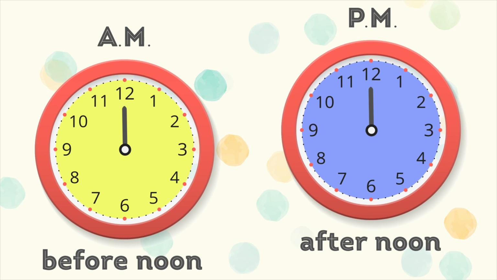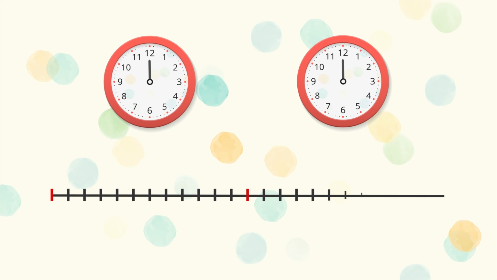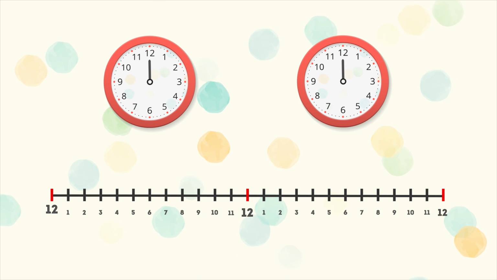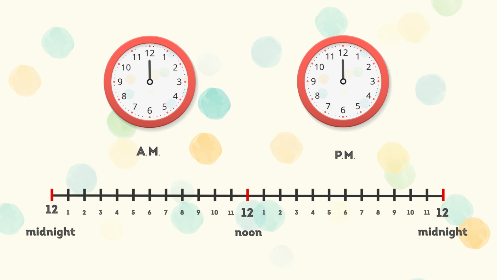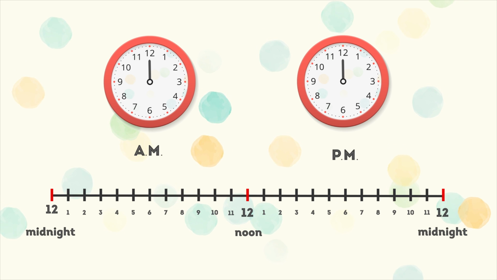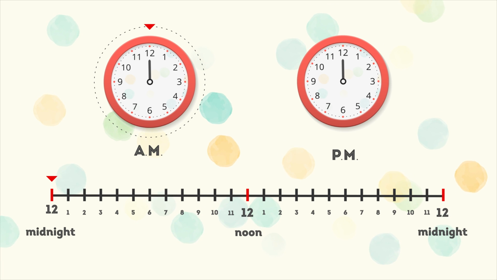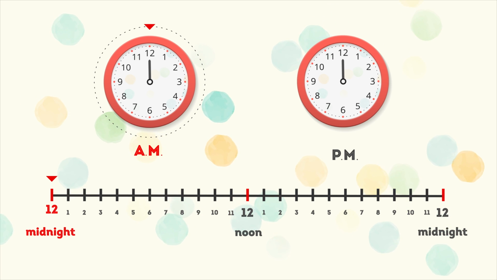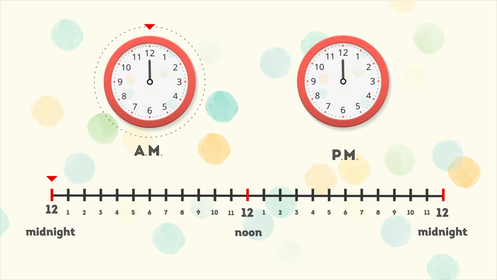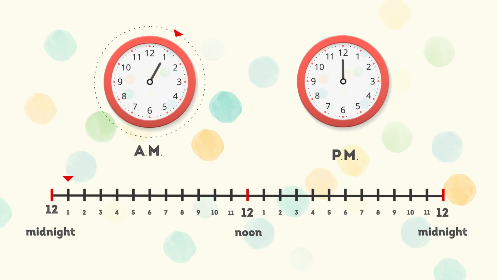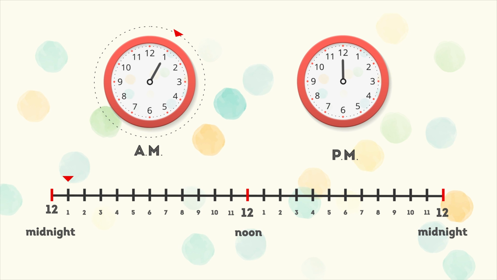Let's see how it works. This is the 24-hour timeline of a day. The day starts at midnight, when the hour hand points at 12. So midnight is 12 a.m. 1 hour later is 1 a.m.